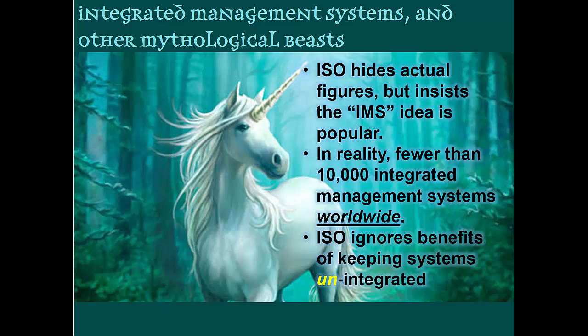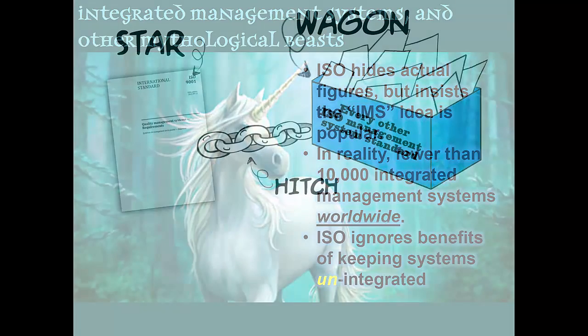So furthermore, ISO ignores the benefits of keeping systems unintegrated. Many companies choose to keep their systems unintegrated, to have their quality systems separate from their environmental system for practical reasons, one of which is cost. ISO ignores that. ISO is insisting that the IMS is a massively popular idea wanted by the world, and they use this to justify various things, as we're going to see, but the sale of multiple standards.